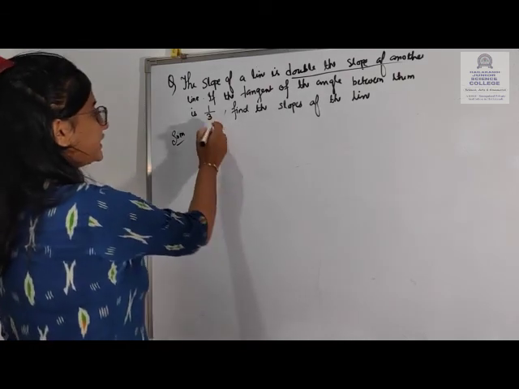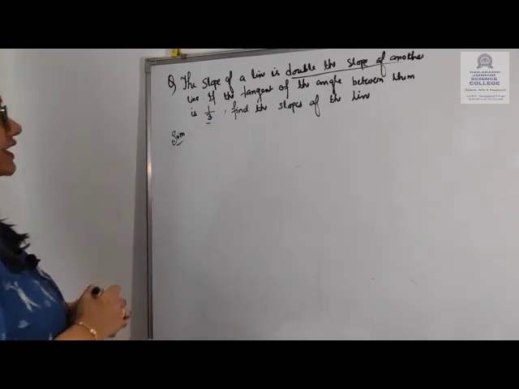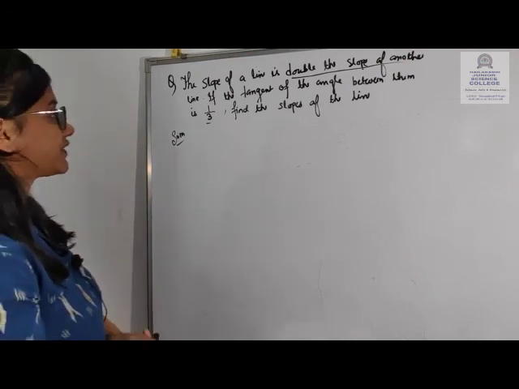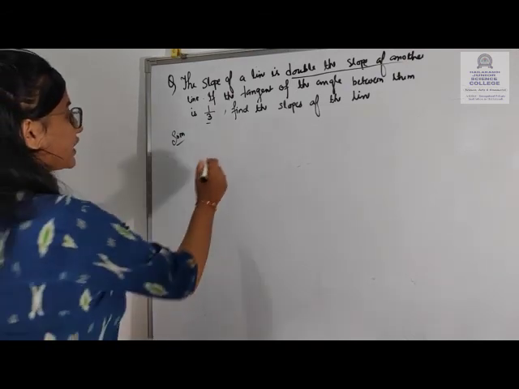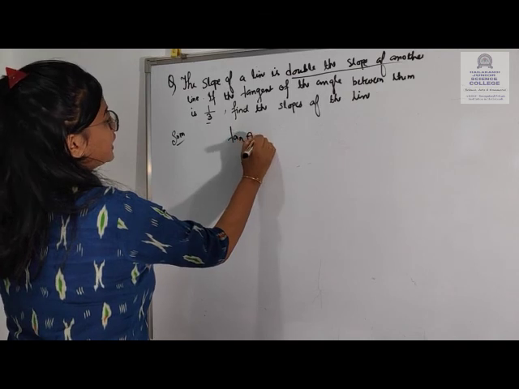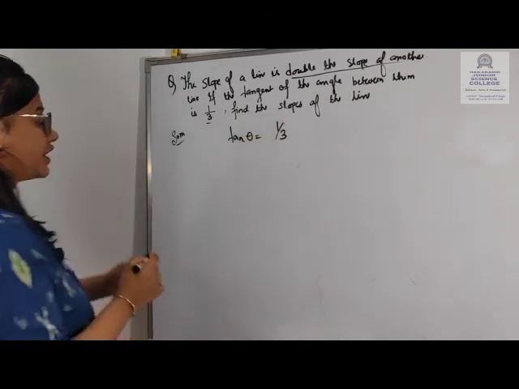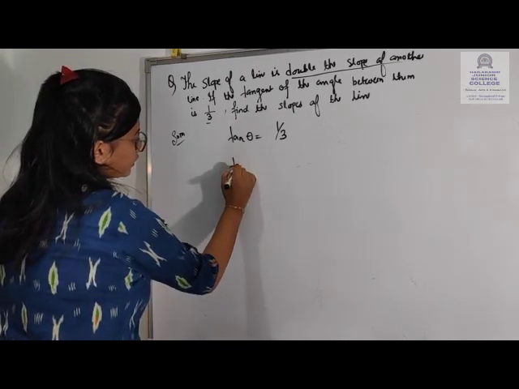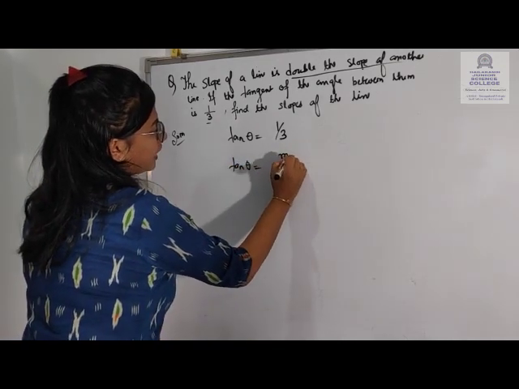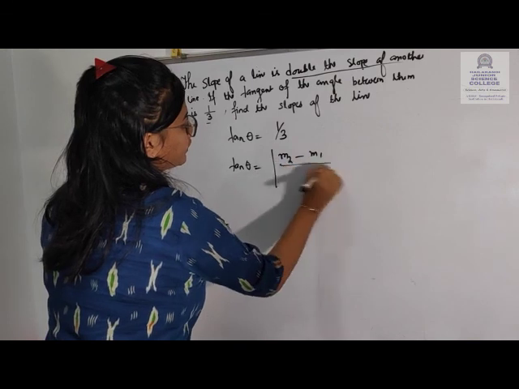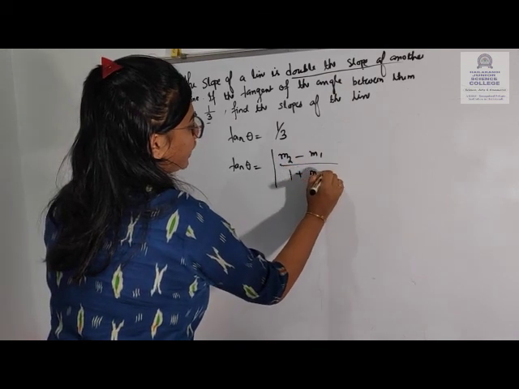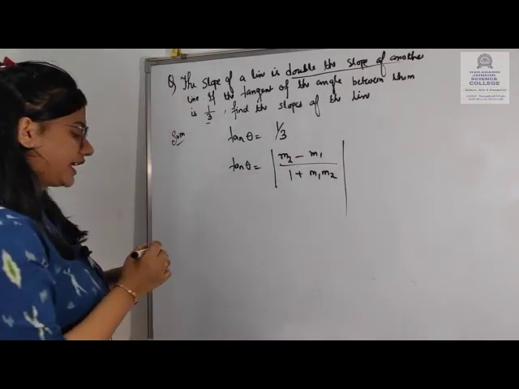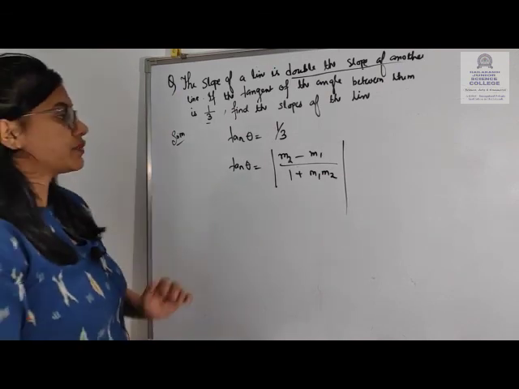And another thing is given. What is given here? The tangent of the angle between them is 1 by 3; find the slope of the line. Tan theta is given. Tan theta is equal to 1 by 3. So what is the formula for the angle between two lines? Tan theta is equal to (m2 minus m1) divided by (1 plus m1 m2). This is the formula for finding the angle between two lines in terms of slope.